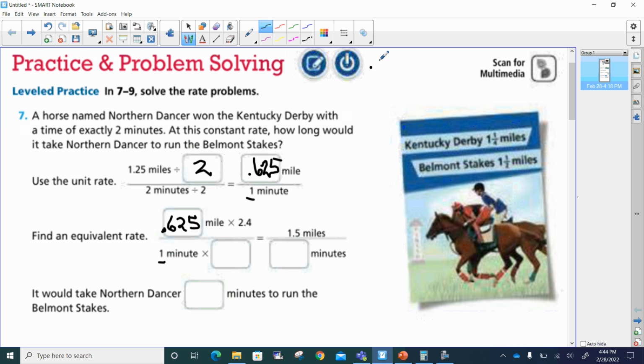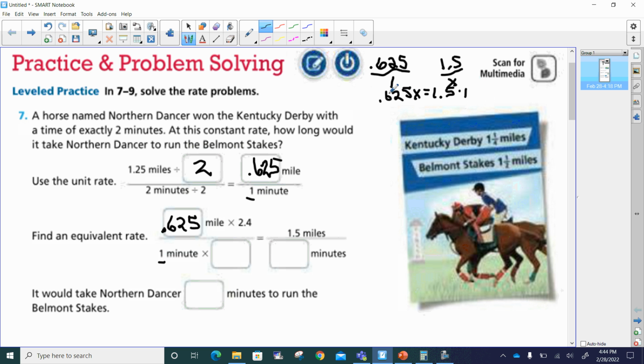It would be 0.625. They set this up really kind of weird for you guys, over 1. It equals 1.5 over something. We don't know what that something is. We put an X. When we cross multiply, this would be 0.625x has to be equal to 1.5 times 1. We already know 1.5 times 1 is 1.5.